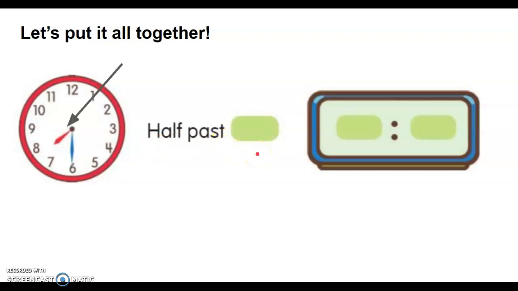Oh, there's our hour hand, minute hand, 7. 7:30.